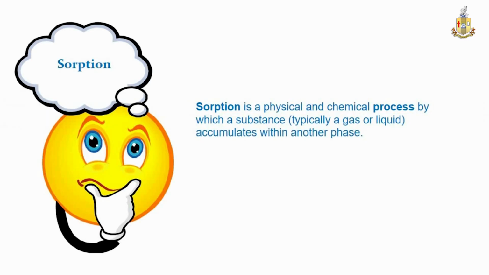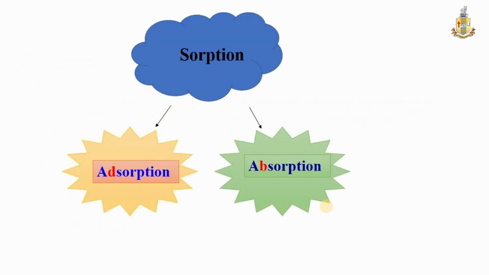Before entering into adsorption, we should know what sorption is. Sorption is nothing but a physical or chemical process by which a substance, that means it can be a gas or liquid, accumulates on another surface, that is, another phase which is a solid phase. So the interaction is called sorption.